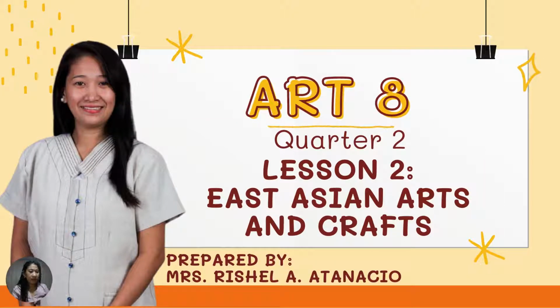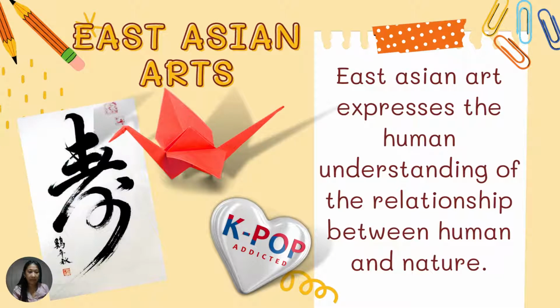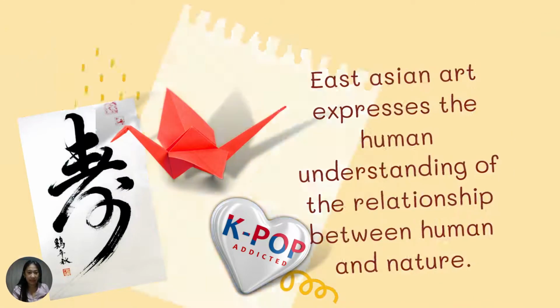Quarter 2, Lesson 2, East Asian Arts and Crafts. Today's lesson objective is to identify the characteristics of arts and crafts of specific countries in East Asia. East Asian art expresses the human understanding of the relationship between human and nature.